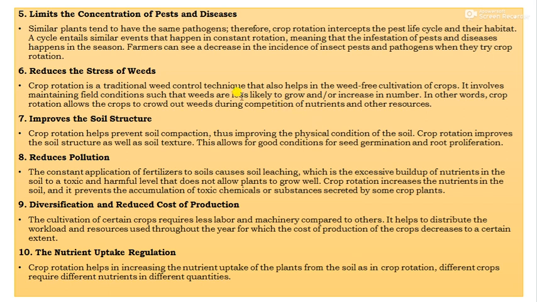Next advantage, it limits the concentration of pests or the population of pests and diseases. Similarly, plants have to be of the same pathogen. Therefore, crop rotation intercepts the pest life cycle and their habitat.